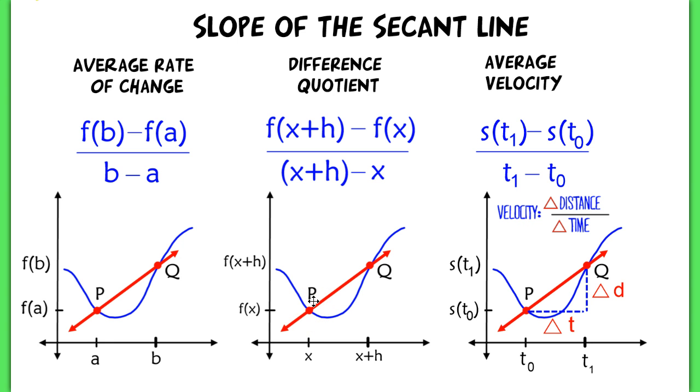Now, if we do the same thing in the other graphs, for example here, if I move point Q closer to P, that means b is now approaching a. So if I find the limit as b approaches a of this average rate of change, I find what's called the instantaneous rate of change. And if I come over here to this velocity graph, if I move Q closer to P, that means I'm getting t1 closer and closer to t sub 0. In other words, if I find the limit as t1 approaches t sub 0, I will find something called the instantaneous velocity.